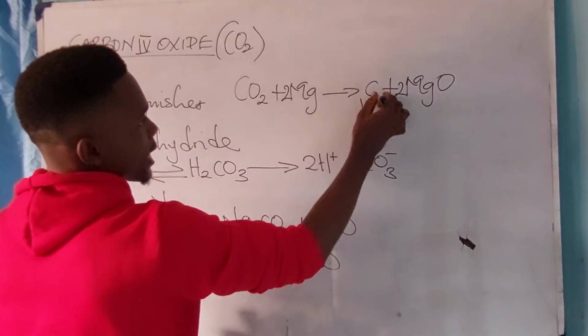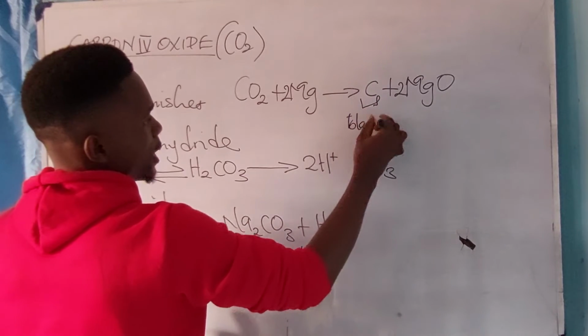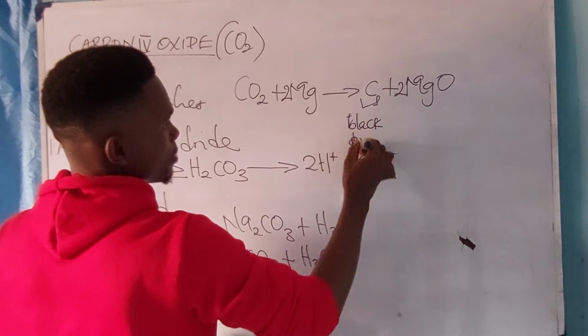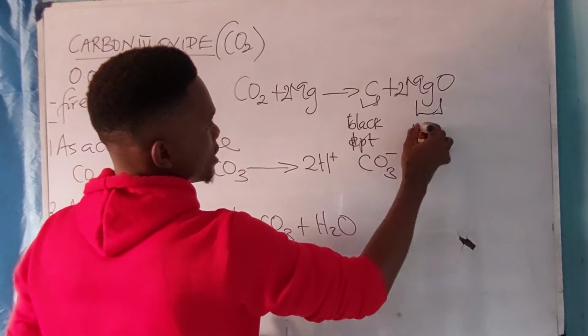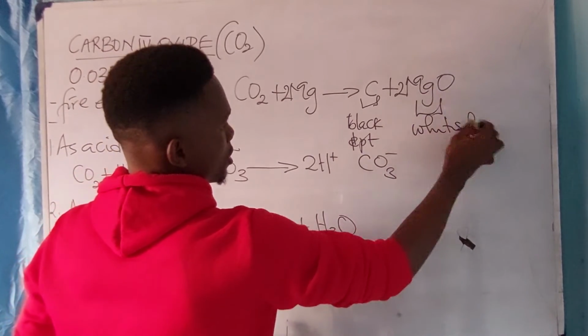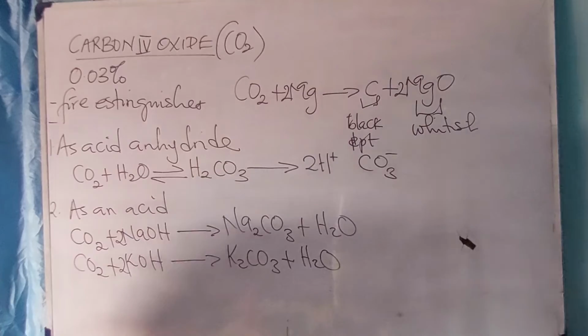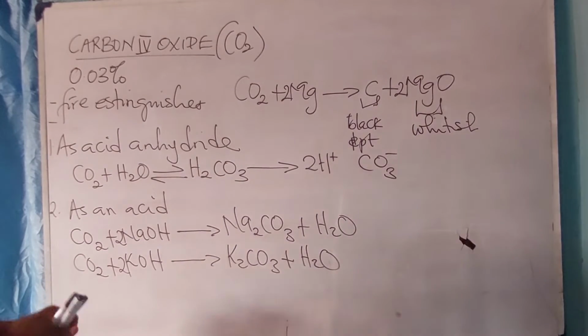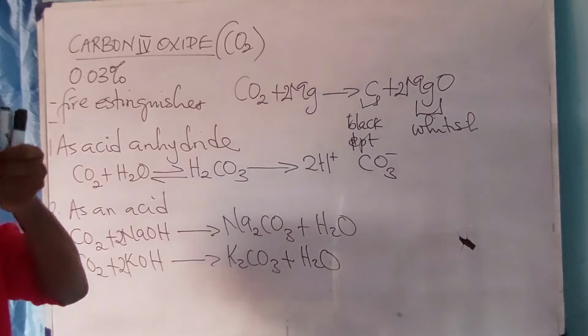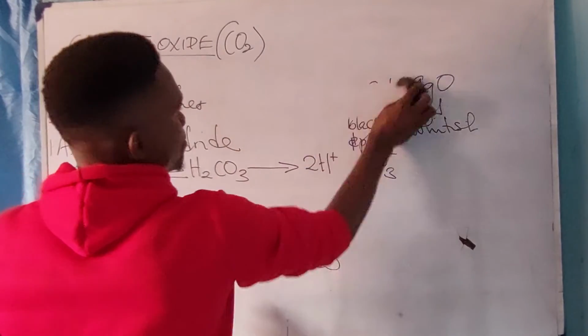This one is a black deposit, and this one is a whitish deposit. Please take note of that. Now, how is this carbon 4 oxide formed? In the lab, it is formed.